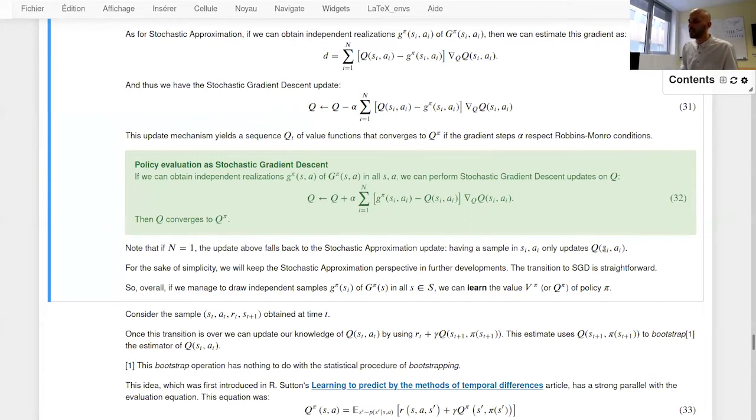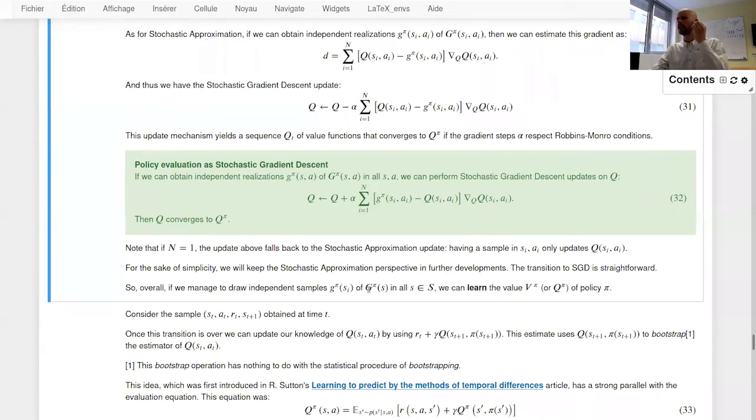For the sake of notation simplicity, we will keep the stochastic approximation perspective and notations in the rest of this exercise. But for everything we're going to say after this, the transition to SGD is actually straightforward. So overall, the conclusion here is that if we manage to draw independent samples G^π(s_i, a_i) in all states and actions, then we can learn the value function or the Q function of policy π. And so the question is, can we actually obtain those samples?